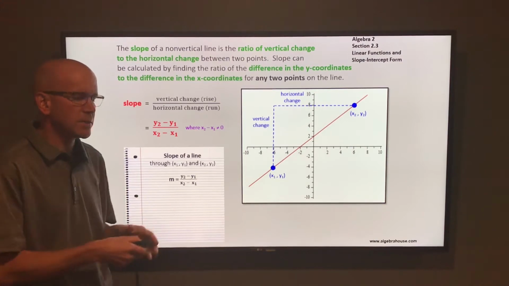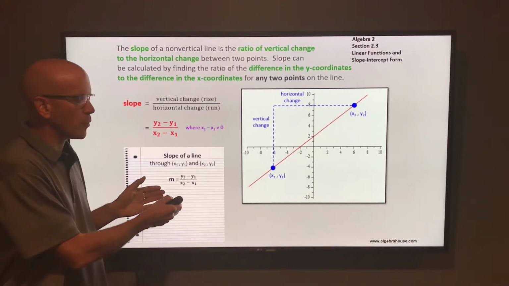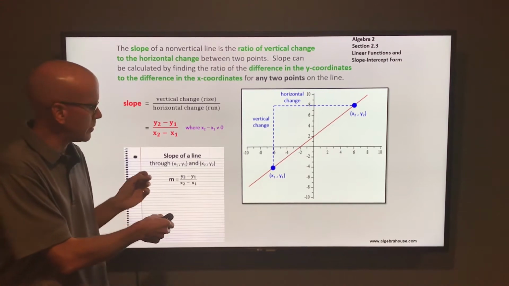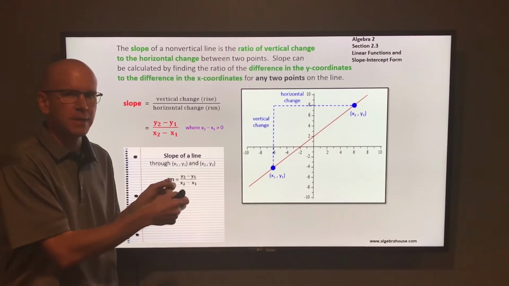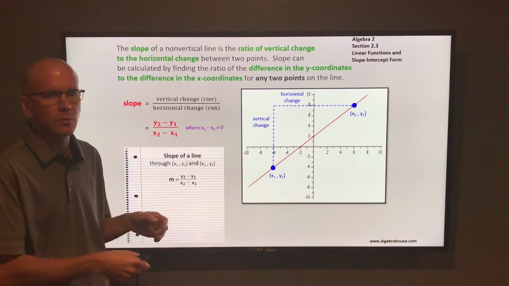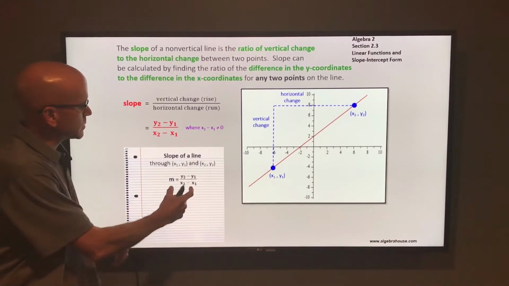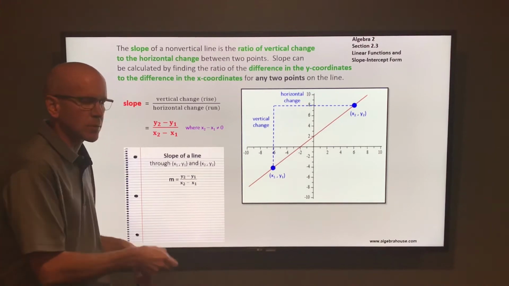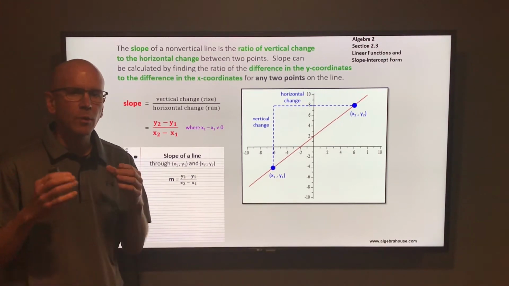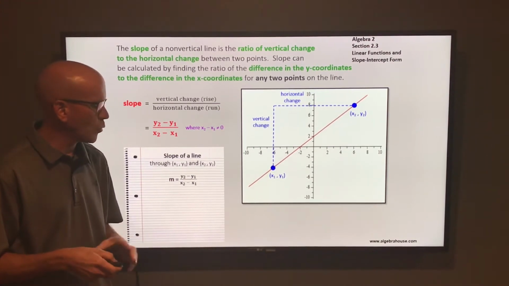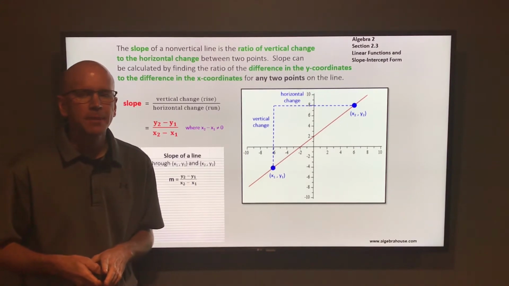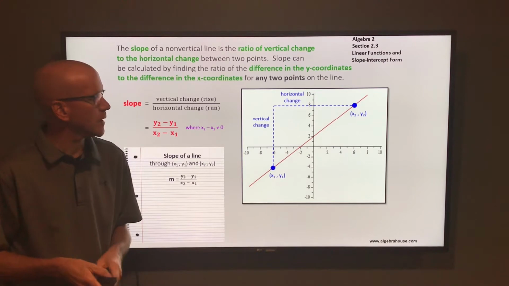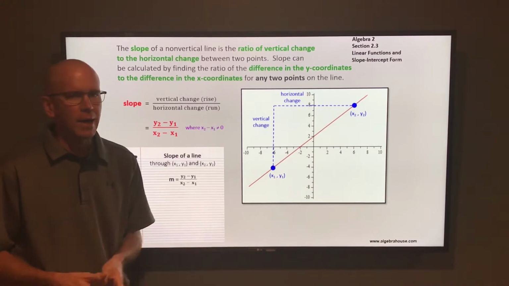Don't try to memorize the formula, because mistakes people will make with that is they'll put x2 minus x1 over y2 minus y1, or they'll take y2 minus x2 over y1 minus x1. They'll get that all confused. It's the change in y, that's the vertical change, over the change in x, that's the horizontal change. Remember what slope is. Don't worry about remembering what the formula is. Change in y over change in x is all you have to remember. Vertical change over horizontal change, also known as rise over run.